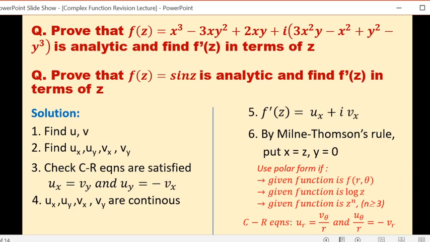Jeet has asked, will they always be continuous? As far as in general, no. The answer is they need not be always continuous. Okay, I am just talking about problems in our syllabus. In our syllabus, the problems that we come across, if Cauchy-Riemann equations are satisfied, then these would be continuous. So those are the kind of problems which are included in our syllabus. In general, Jeet, they need not be continuous.